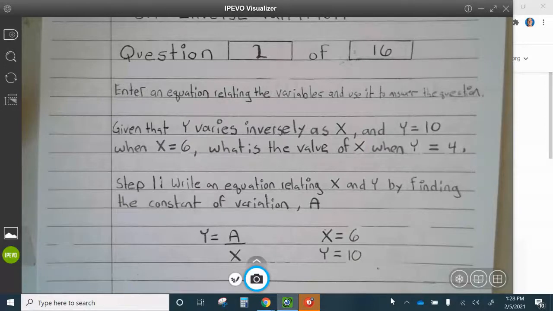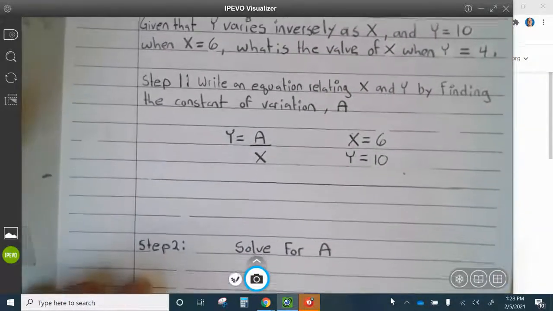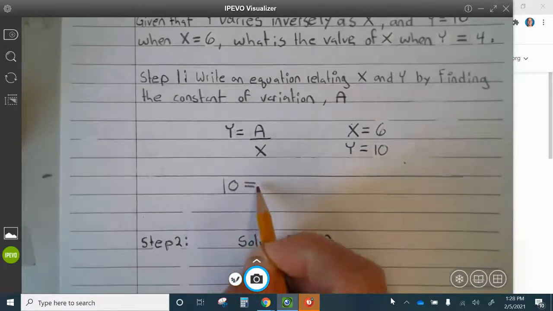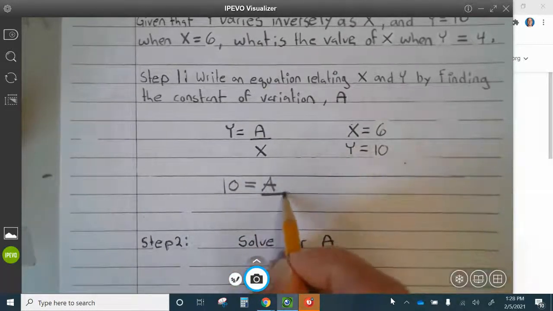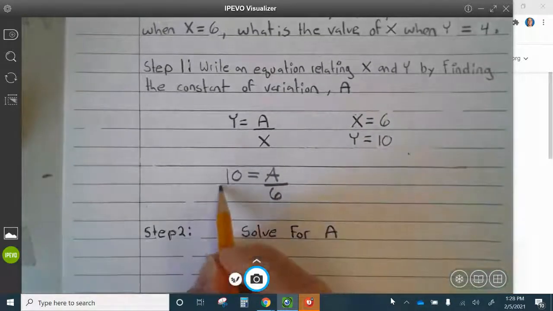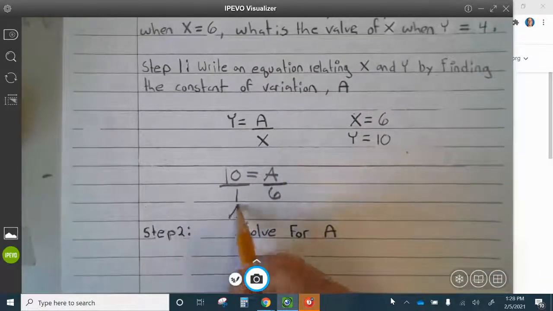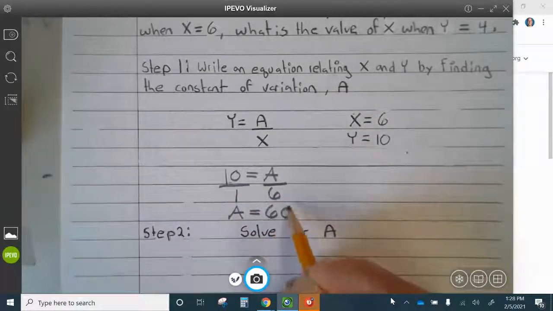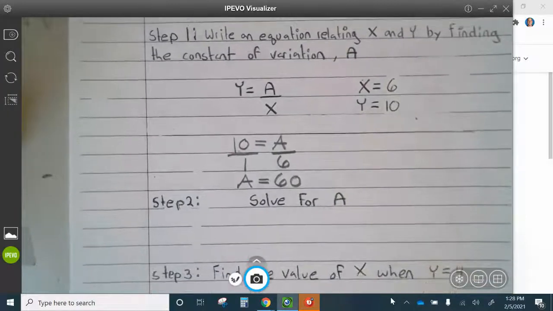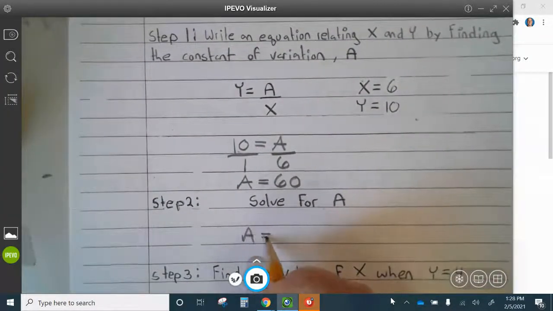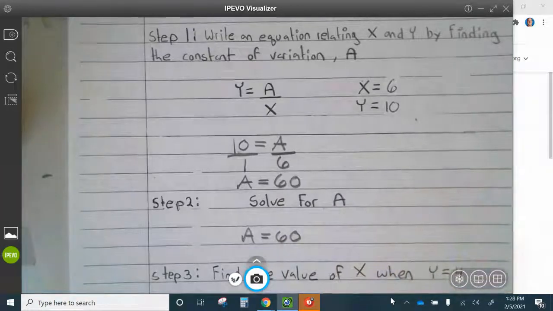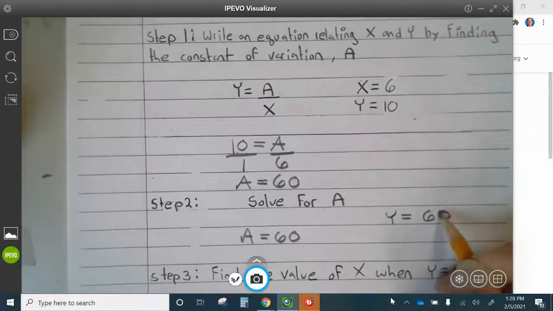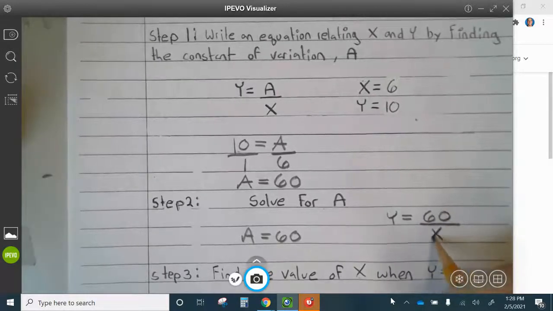Step 1, write an equation relating x and y by finding the constant of variation a. Okay, so we know y is 10, so 10 equals a divided by 6. We cross multiply, so 1 times a is a, and then 10 times 6 is 60. Okay, so a equals 60. So our equation is y equals 60 divided by x.